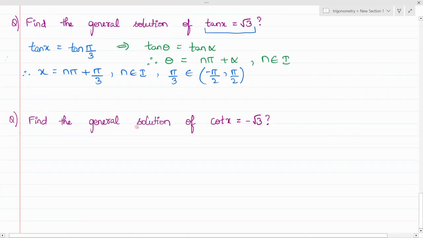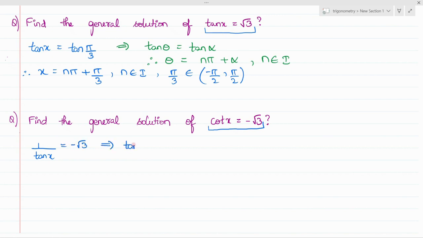In this question, we need to find the general solution of cot x is equal to minus under root 3. So let's convert into tan x because we know the general solution for tan. So it becomes 1 by tan x is equal to minus under root 3, and tan x will be minus 1 by root 3. From here we can write minus tan pi by 6. Is it true?